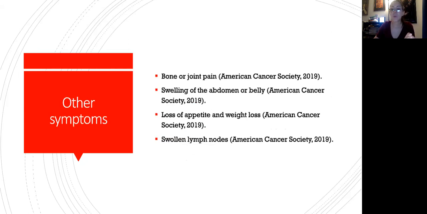Right. Bone or joint pain is caused by the accumulation of leukemia cells near the surface of the bone or inside the joint. Swelling of the abdomen occurs when leukemia cells collect in the liver or spleen. This can make the organs appear bigger than they are, so like swelling of the belly. If the spleen and/or liver reach a certain size, they can press against other organs like the stomach. This can cause a child to feel full after eating a small portion of food.